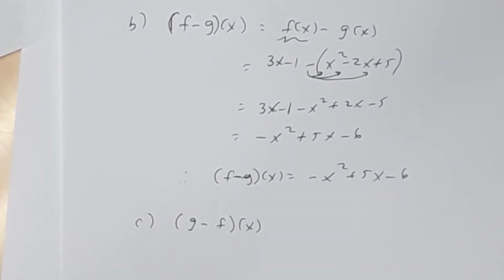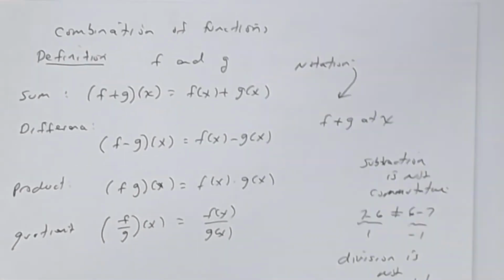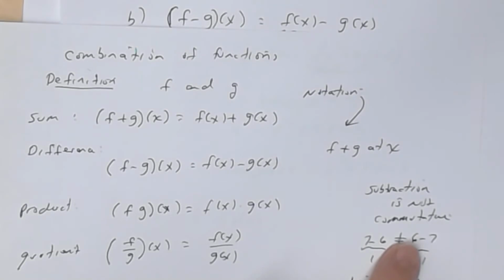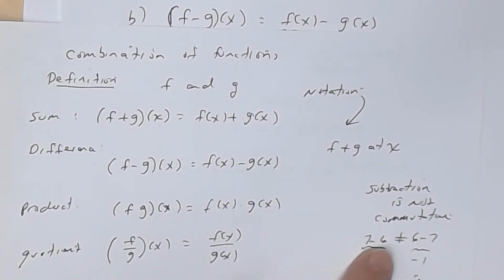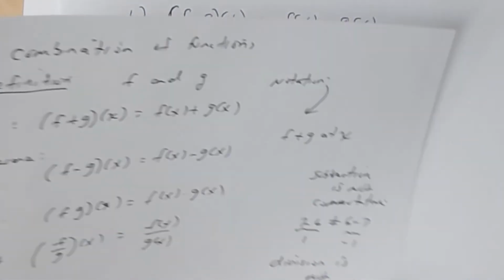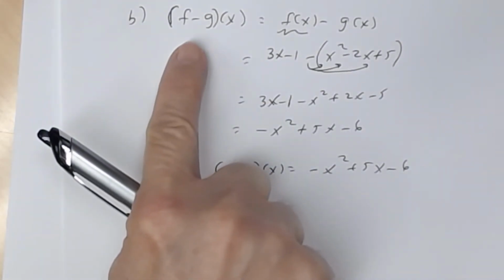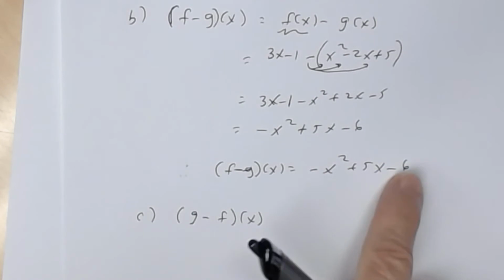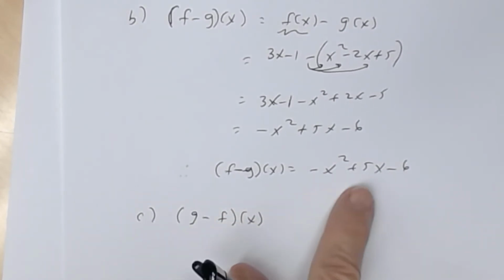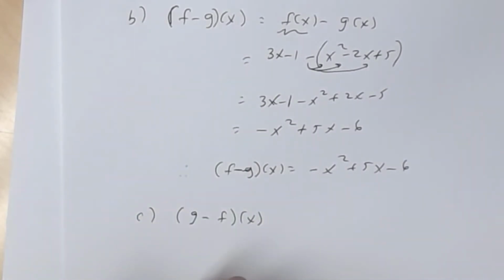All right. Well, remember we said a while ago that subtraction is not commutative, right? So 7 minus 6 is not the same as 6 minus 7. So you will see that when I did this one, I got this function. When I do this one, it's not going to be the same. It'll be a different function because subtraction is not commutative.